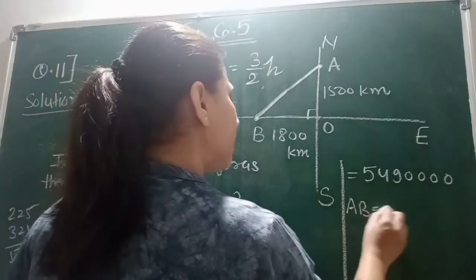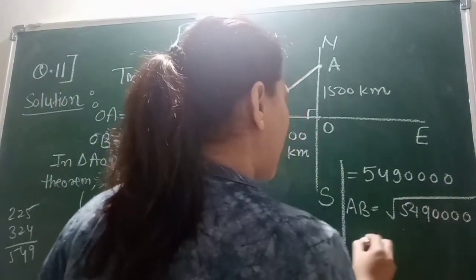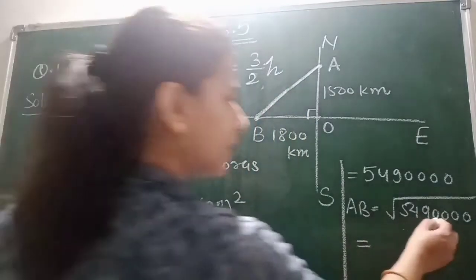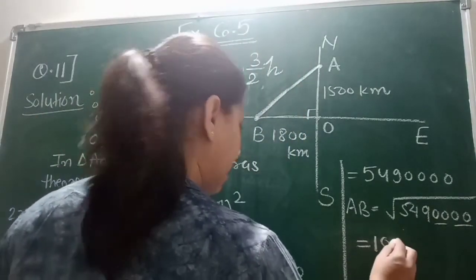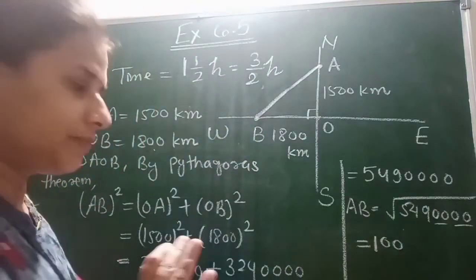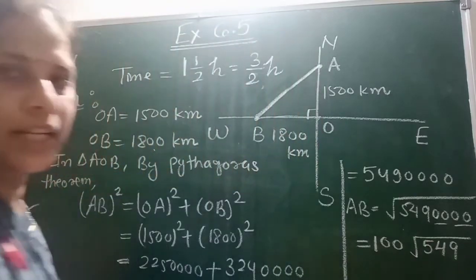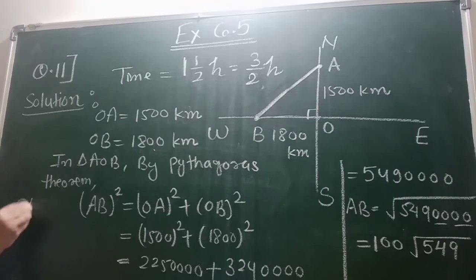Then we will shift this square from the left hand side to the right hand side. Obviously square will convert into square root. Then we will find the square root of this number. Since there are 4 zeros, we can easily take out 100 from the square root. Now what will remain in the square root? 549. Now we will find the square root of this 549. For that we will use the prime factorization method. So by which number will this number divide? 3.